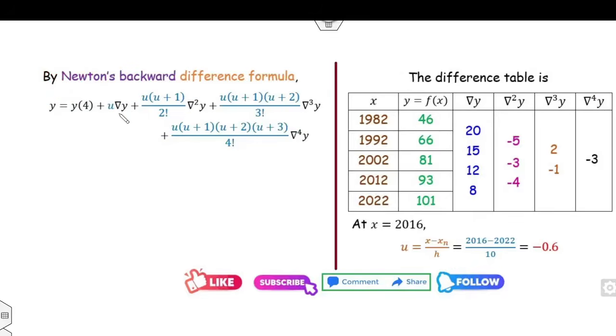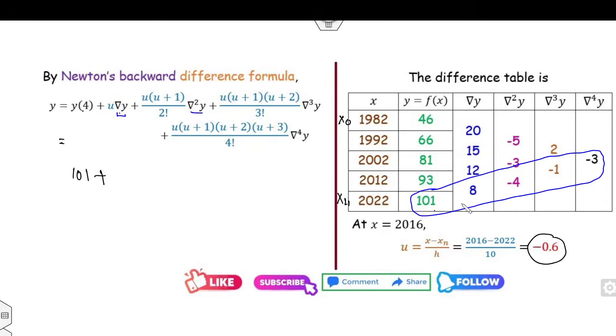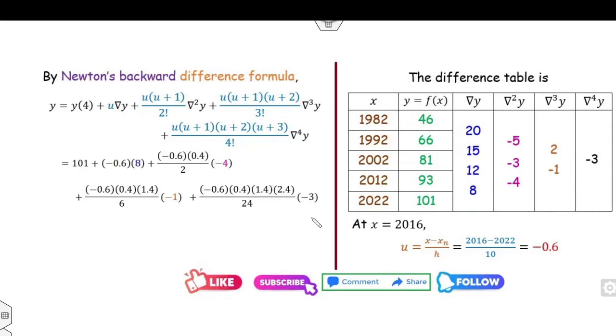I can use the backward difference formula, u plus 1 over 2 factorial, 3 factorial, and so on. Again, I can consider the last line because we are using the backward difference formula. This is the x naught and the last one is x4. The first number is my 101, u is my minus 0.6. What is the nabla of u? This is my nabla, the value is my 8 minus 0.6 plus the next number is 0.4 for this value. Del cube y is my minus 1, del 4 is my minus 3.